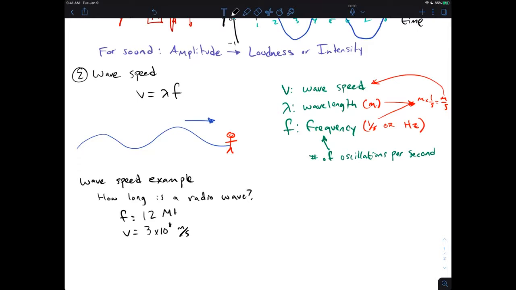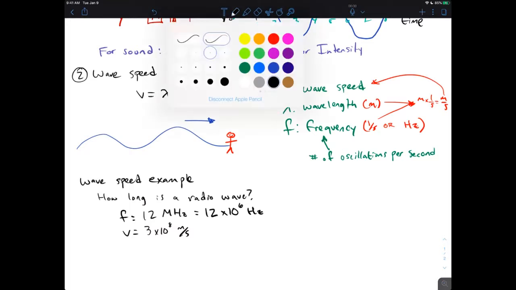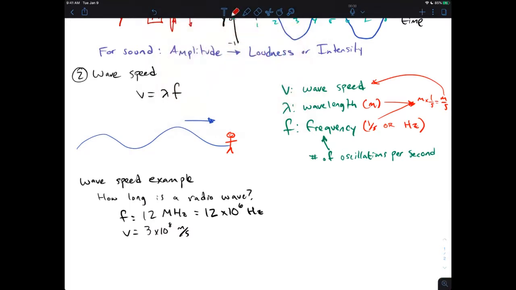12 megahertz, which is equal to 12 times 10 to the 6 hertz. Okay. So if I know the frequency of my wave and the speed of my wave, can I find how long it is? Here, what I'm looking for is wavelength.